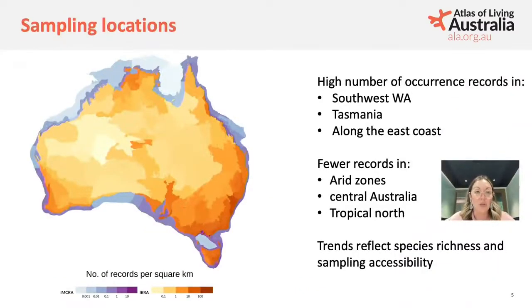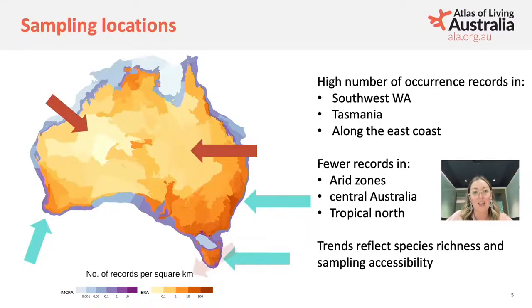And we can also show some sampling trends by looking at data from the ALA. For example, we really have an abundance of data for plants along the southeast coast, in Tasmania, and also in the southwest of Western Australia. But we definitely can see some gaps as well, and you can see these in the arid regions of Central Australia and also in the tropical north.